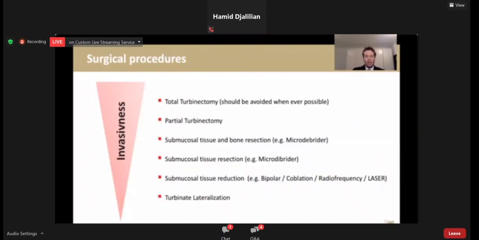Then, if medication is not working, we go for surgical procedures, and you see here the procedures you can do on the inferior turbinate with increasing invasiveness, beginning with turbinate lateralization, via submucosal tissue reduction and resection to the partial turbinectomy or the full thickness resection of the turbinate up to the total turbinectomy, which should be avoided whenever possible.